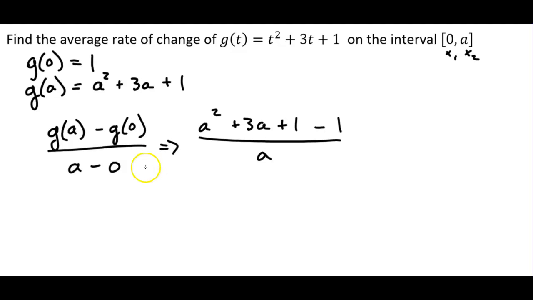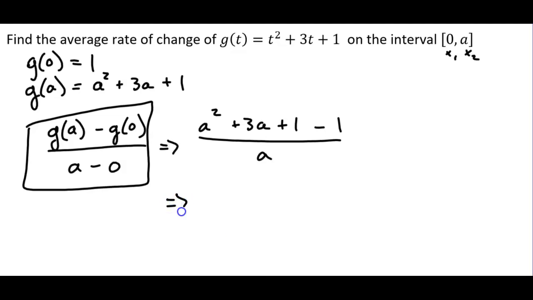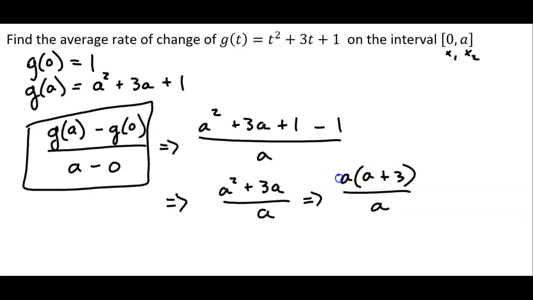Now we go to that rate of change formula right here. So we're subtracting g of a minus g of 0 and then over a minus 0. Now we do want to simplify that. So it's going to be a squared plus 3a over a. We need to continue to factor. So in the numerator, a times a plus 3 over a, and those a's cancel, and so our final answer is just a plus 3. Okay, there we go.